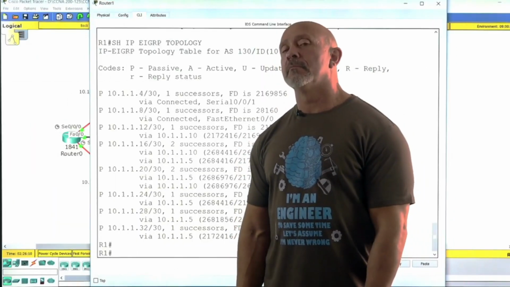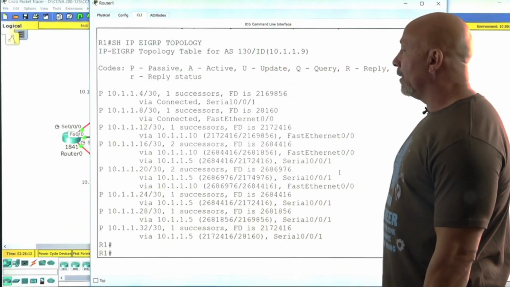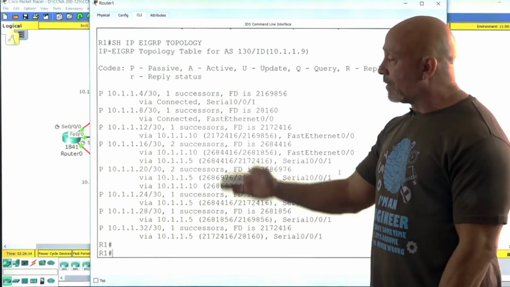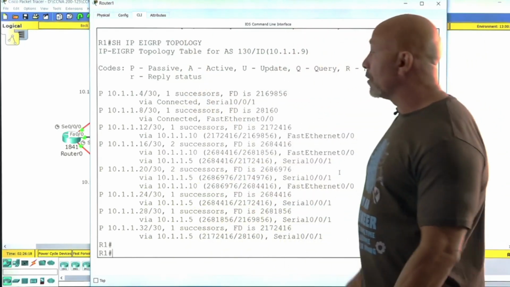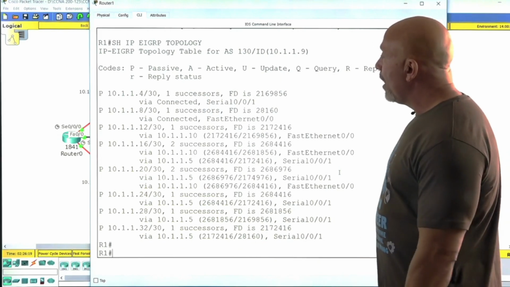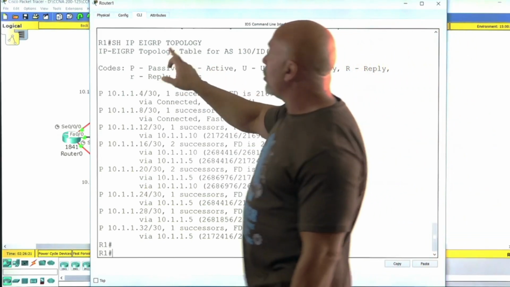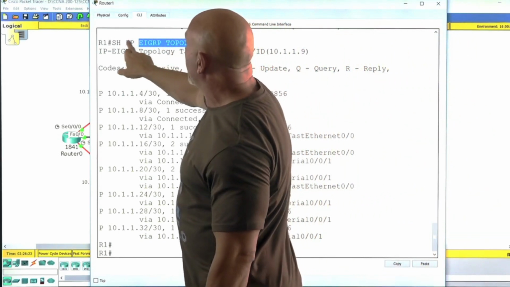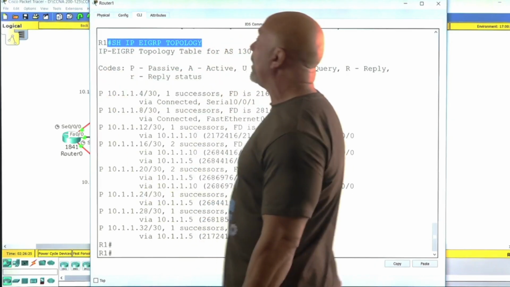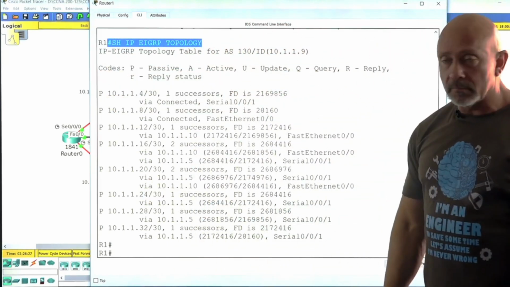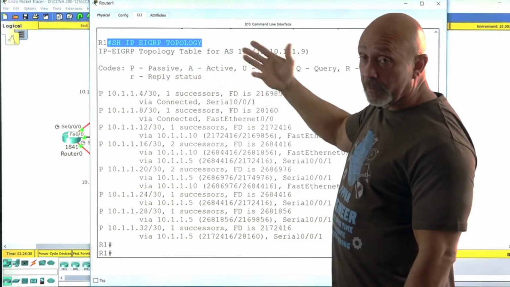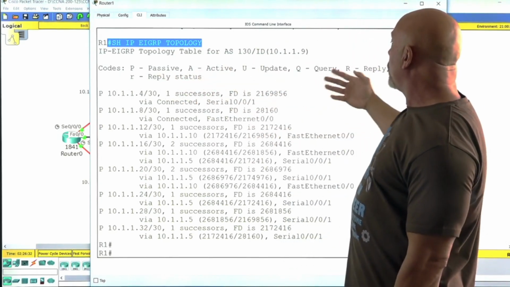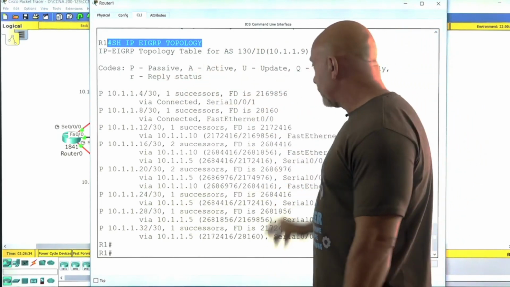All right. What are we looking at here? It's the same lab that's in the background. What I did, I just opened up router 1, because we did configure EIGRP, and I did the show IP EIGRP topology, all right? And there are the codes, right? That you have your passive, active, which is what we're going to talk about. You have update, query, reply, and reply status.